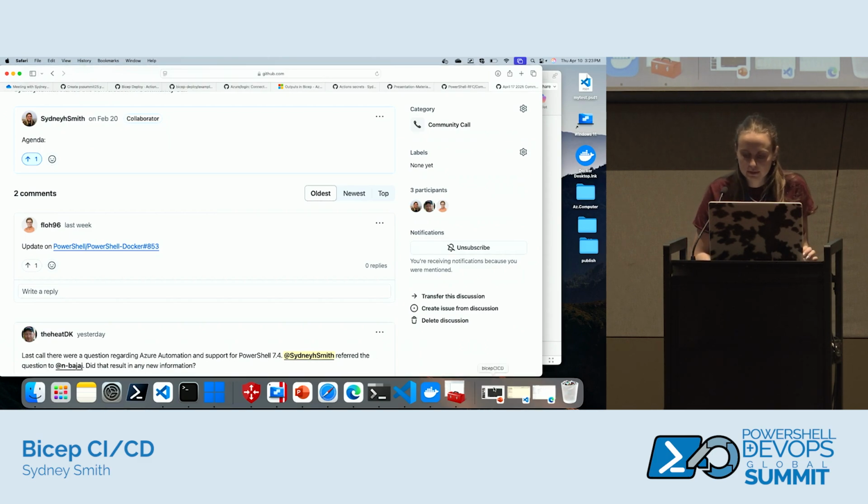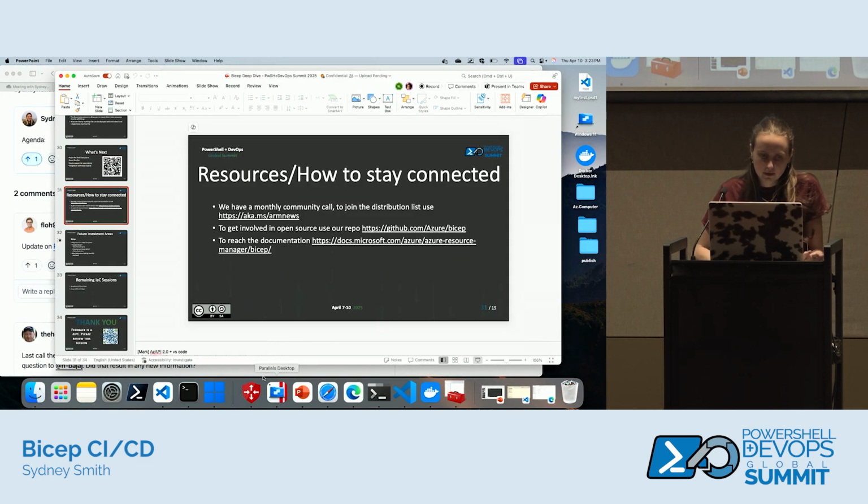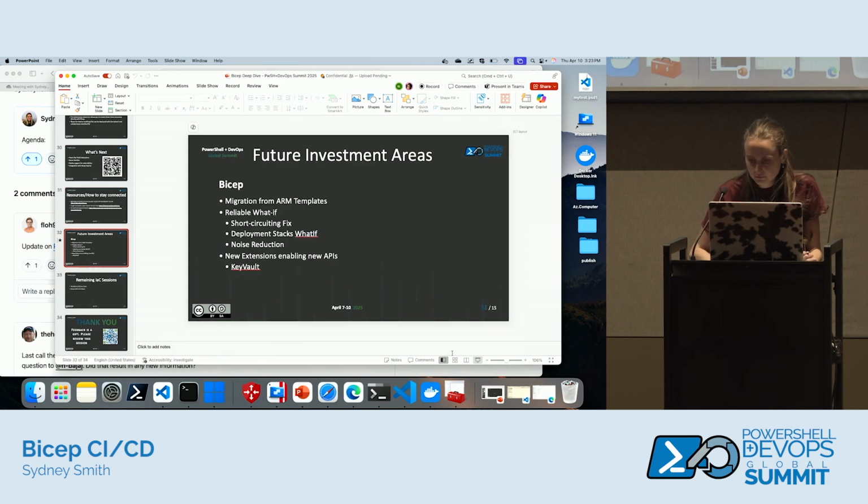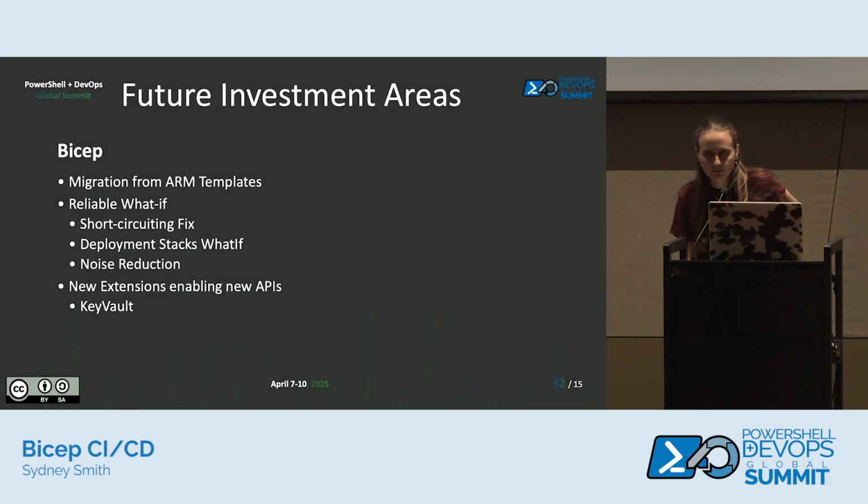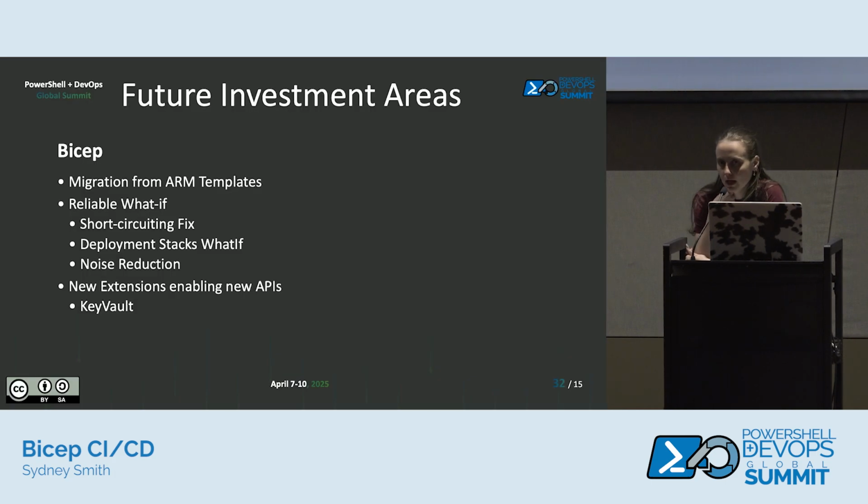I'll show one more thing, because why not? Okay. You may have also already seen this in a deep dive this morning, but I figure why not talk about future areas of investment for Bicep? So the first thing is migration from ARM templates. All this means is that we're working with folks to migrate from ARM onto Bicep, simply because we think it's more maintainable, we think it's more reliable. We have some data that it has safer deployments. And so that's what we're trying to encourage.